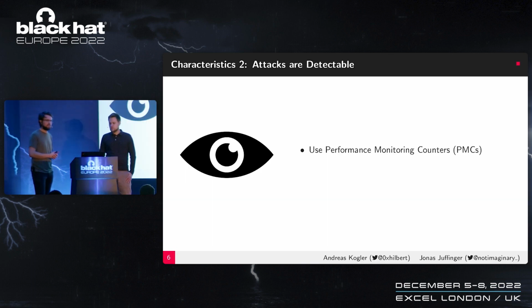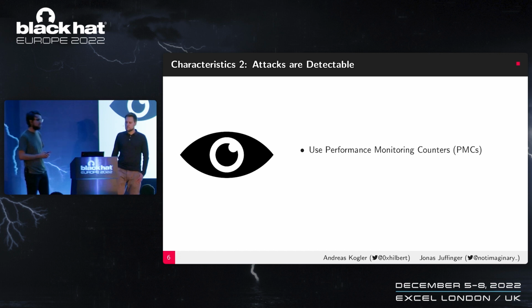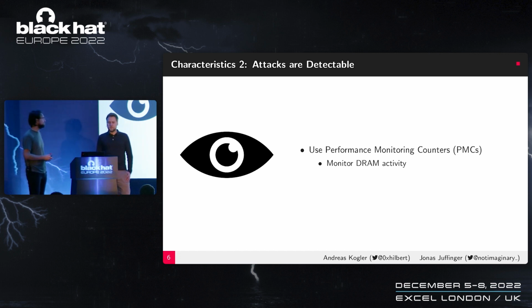Usually we can use performance monitoring counters to look at the cache behavior of our CPU, because we get a lot of cache misses if we do Rowhammer, because we always have to go to the DRAM. We don't want any data from the CPU caches. So we see a lot of cache misses, we can detect this. And if we detect an application or a process that has so many cache misses, we can then proactively act on that and probably stop the execution of the program.